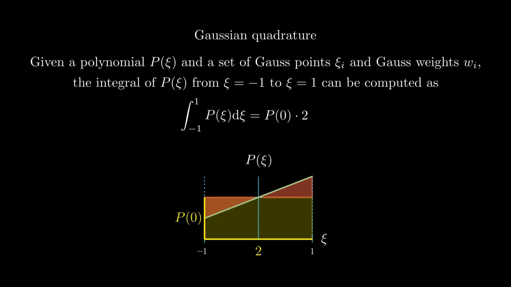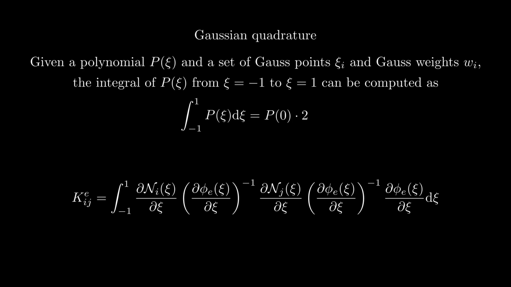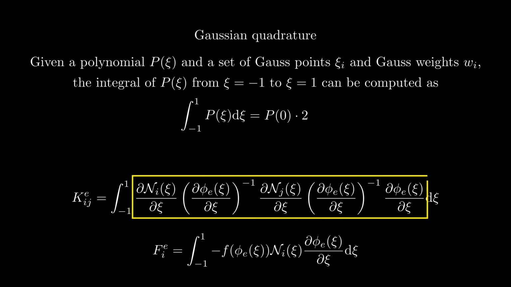Gaussian quadrature comes in very handy when evaluating the integrals for the element matrices Ke and the element vectors Fe. Instead of evaluating the integrals by hand, we can evaluate the integrands at xi equals 0 and multiply the result by 2. This is a task that can be very well done by computers. But let's take a look at an example to fully understand the process.